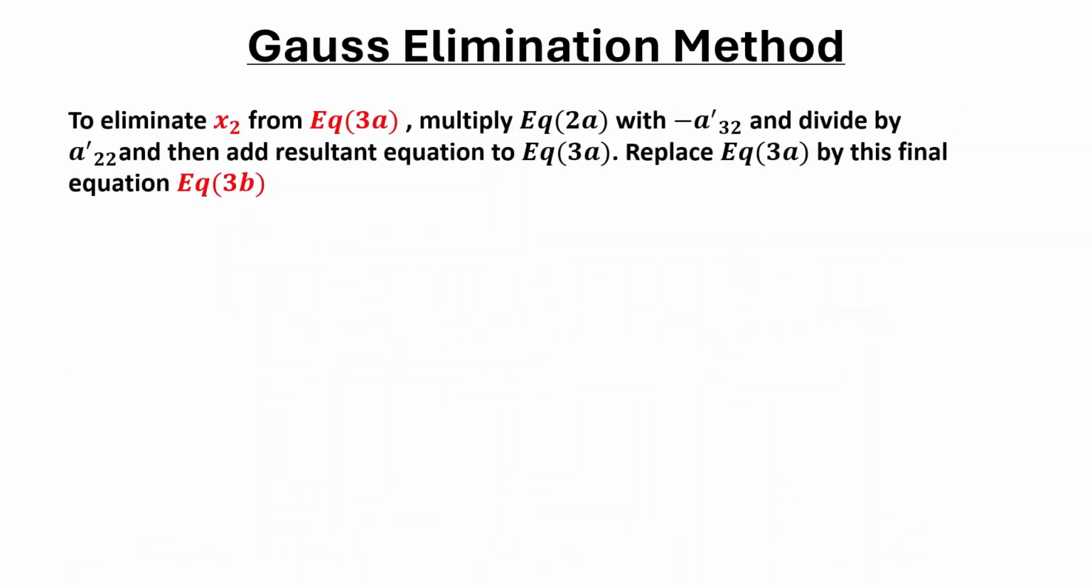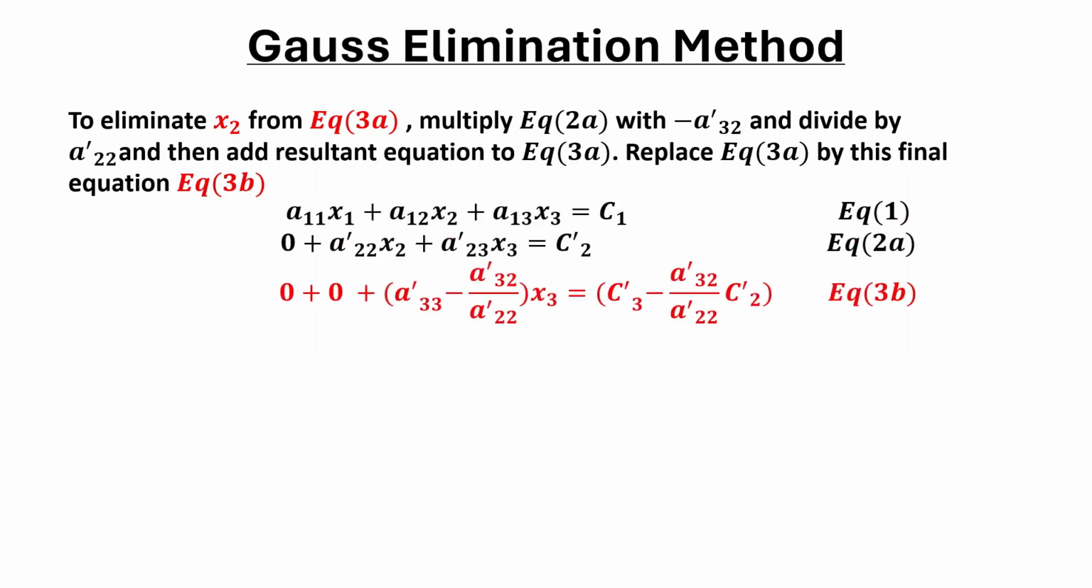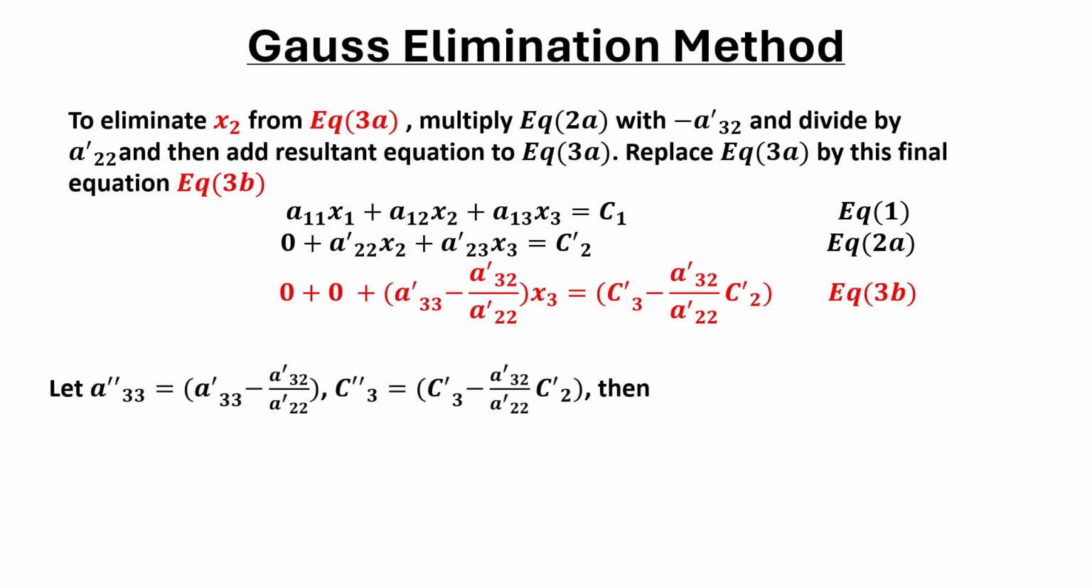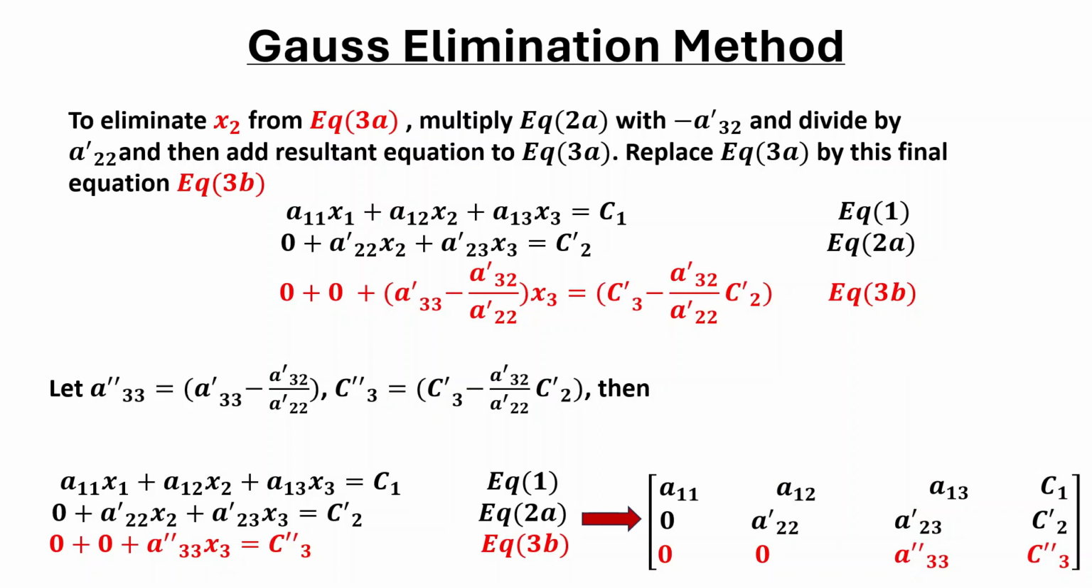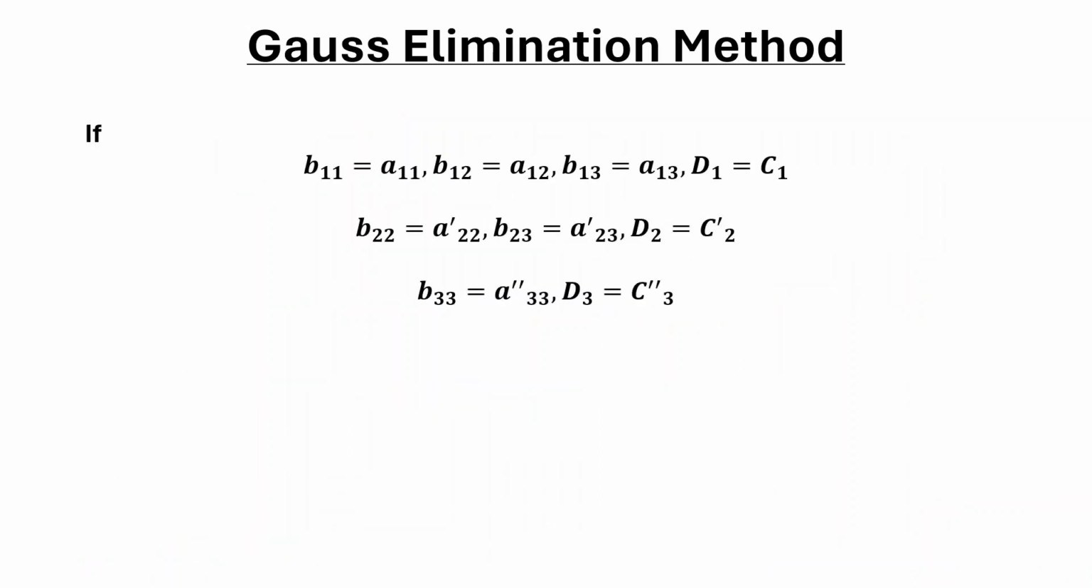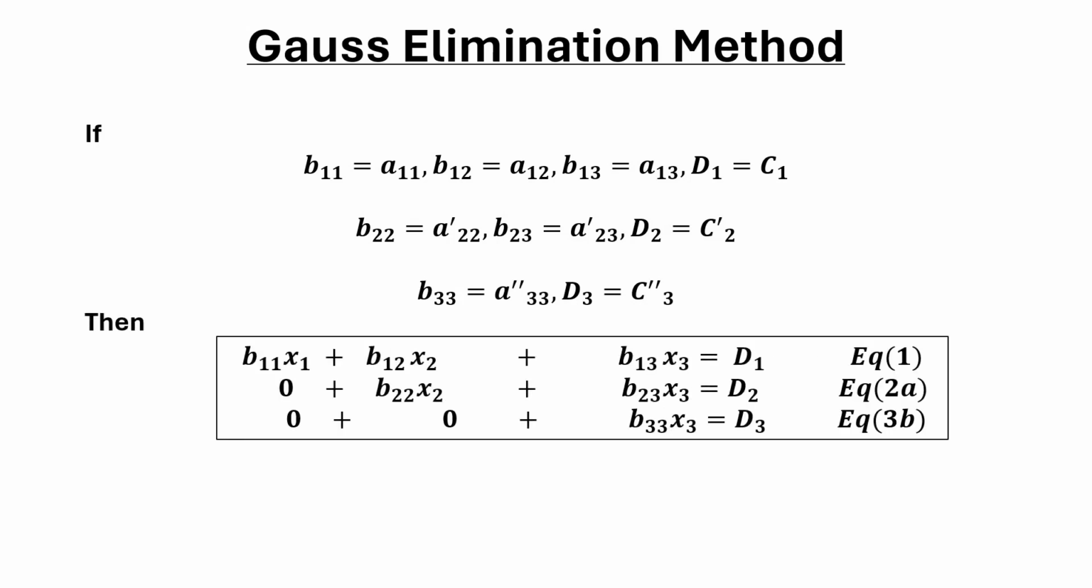To eliminate x2 from equation 3a, multiply equation 2a with minus a prime 32 and divide by a prime 22 and then add resultant equation to equation 3a. Replace equation 3a by this final equation 3b. Again in equation 3b, we denote certain expressions by different symbols and rewrite equation 3b. If we denote coefficients of x with different set of symbols, then we rewrite our equation 1, equation 2a and equation 3b.